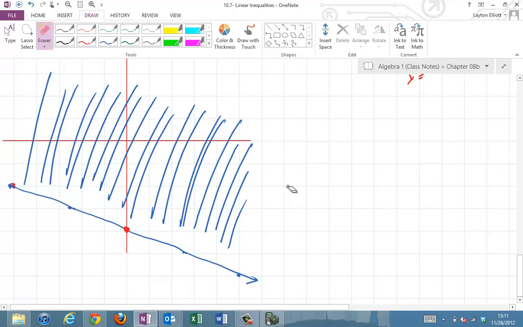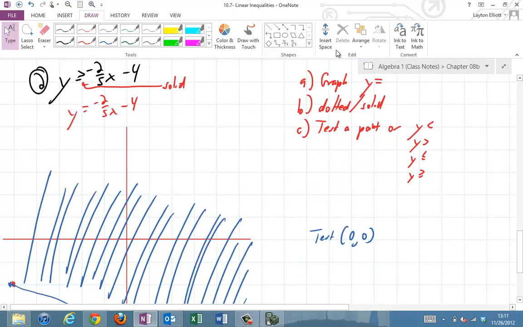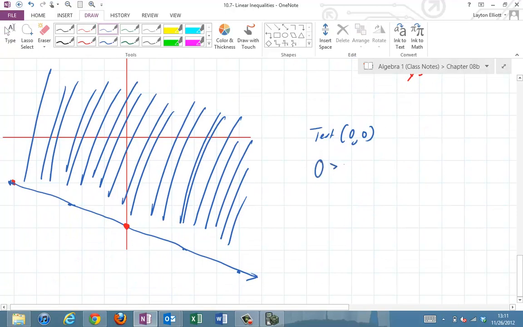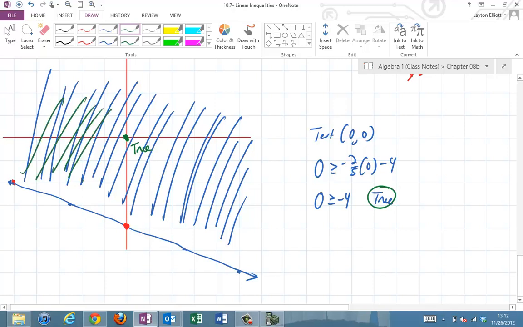Another way is to test a point that's not on the line. So I'm going to test the point 0, 0. It's the easiest one to test, and it makes sense here. If I plug it in, I get 0 is greater than or equal to -2/5 times 0 minus 4, or 0 is greater than or equal to -4. That is true. Since 0, 0 is true, I want to shade where it all matches. So that works.